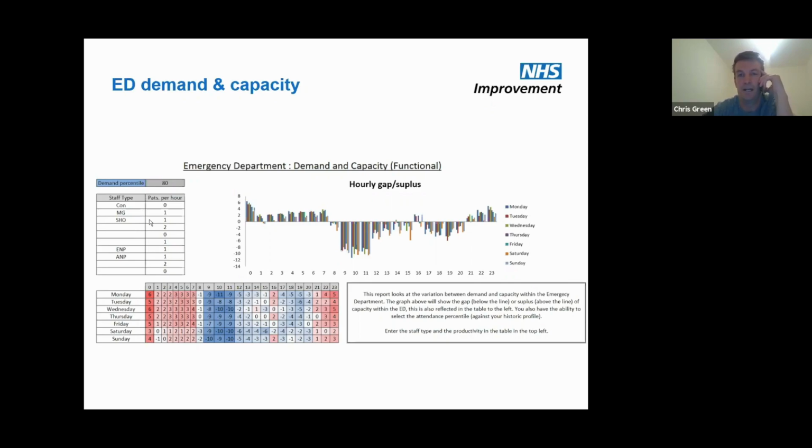Something that we've certainly seen as we've been doing this around the country is that although every trust in the country has consultants, middle grades, SHOs, etc., these sometimes might be called different things. So what you can do in this column here is just type in the staff type name and it will automatically feed through to the rota tab.